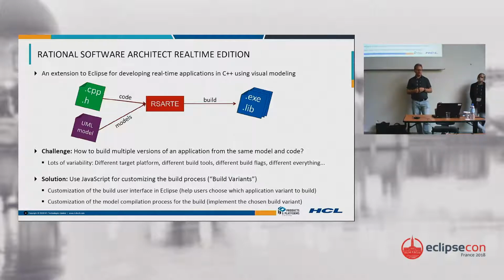So what we came up with then was that we would like them to be able to use JavaScript instead as a way to customize the build process, and we call that build variants. And it's actually a customization on two levels. It's both helping the user in the user interface to select high-level settings that will translate into the correct build settings, but also, of course, to implement the actual build customization in the batch builds, so that the correct settings will be set depending on what he chooses in the user interface.